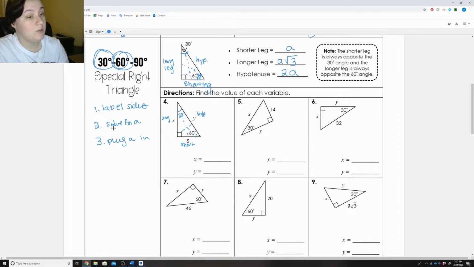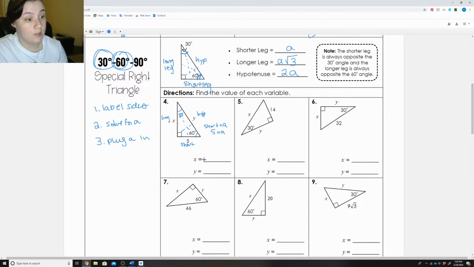So now we just have to solve for A. Only one of our sides actually has a number, not a variable. So it's the short side, and we know that the short side is just equal to A if we look up here. So whatever the short side is here, 5, is equal to A. So we've already solved for A.